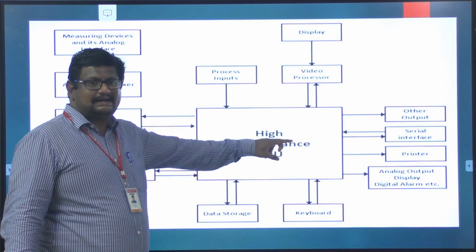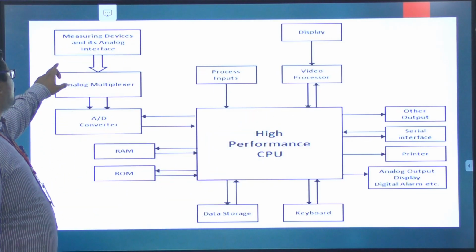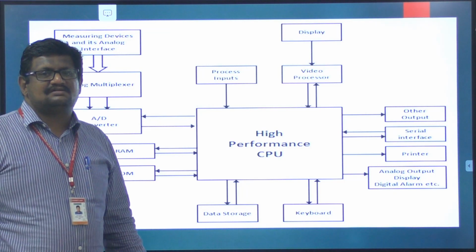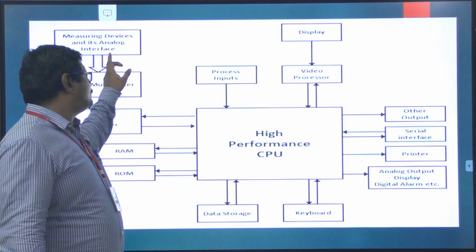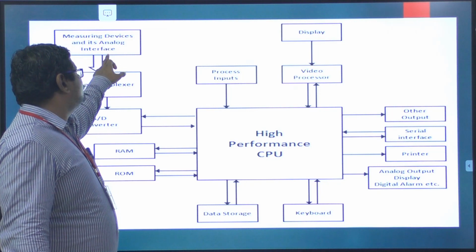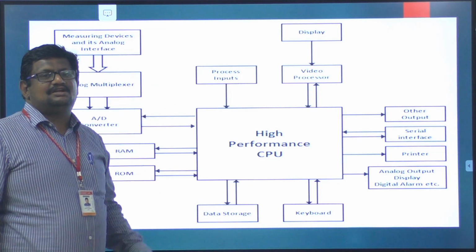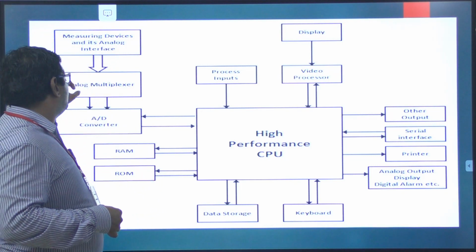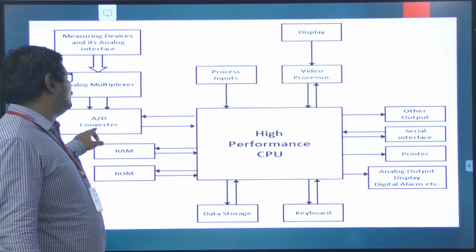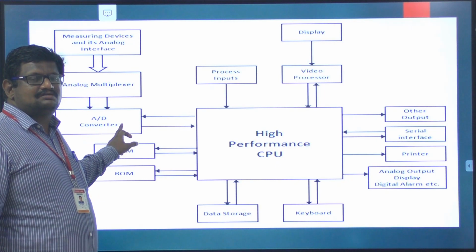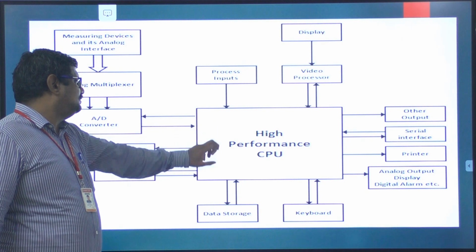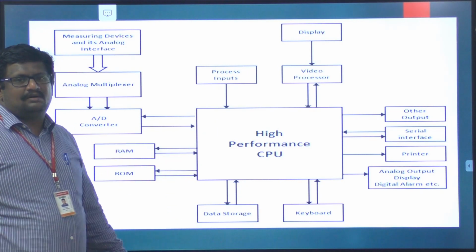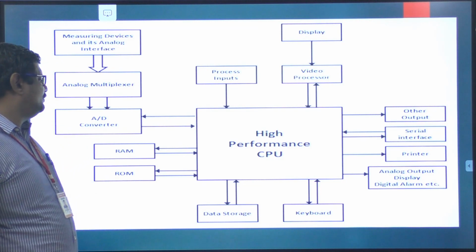A central CPU is there, and we have the measuring devices and their analog interface. Measuring devices and their analog interface means there are several transducers attached to the human body, and the analog signals are taken from there. All these parameters may be continuous values or discrete values. All those values are multiplexed and given to an A to D converter. Why is it given to an A to D converter? So that in the computer you can store it in digital form. It is stored in digital form, and that can be taken to RAM and ROM, RAM for random access memory and ROM for read only memory.